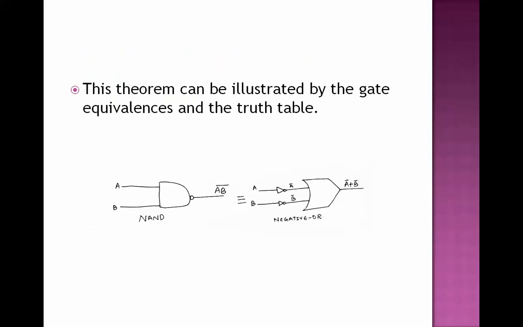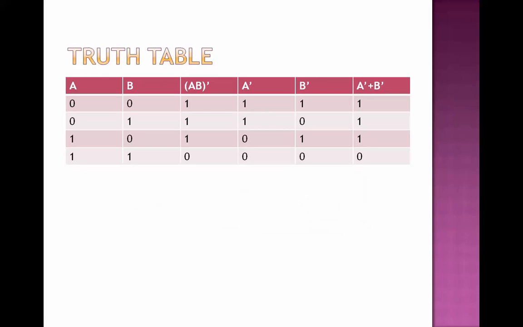This theorem can be illustrated by the gate equivalences and the truth table as well. Showing it through gate equivalence, we can show it through the NAND gate, which I have told you is equivalent to the negative OR, that is A complement or B complement. Now we can also show it through the truth table. We take the two inputs A and B. For two inputs we will have four combinations, because 2 raised to the power 2 is equal to 4. The bit combinations will be 00, 01, 10 and 11.